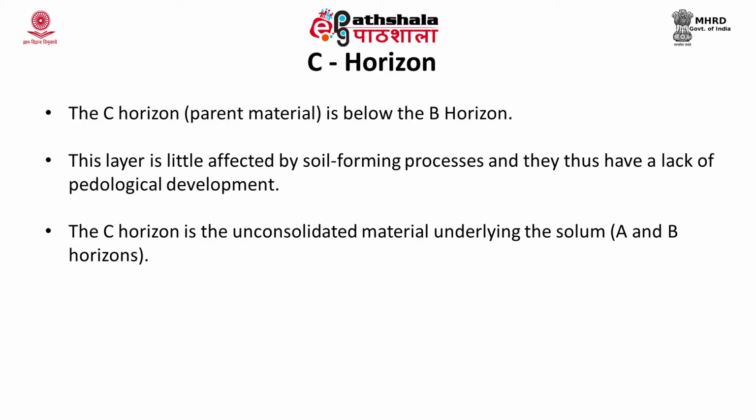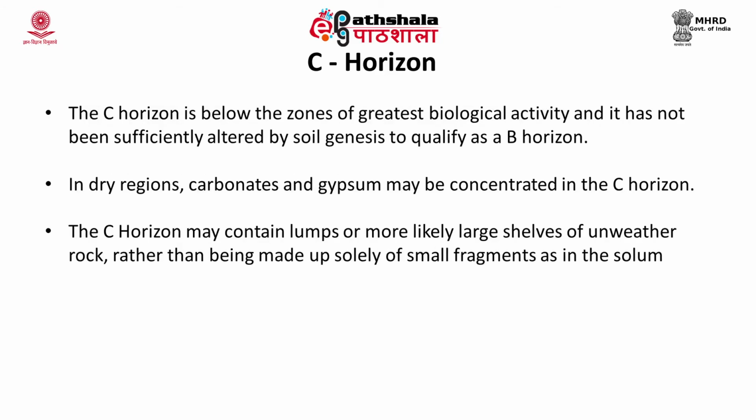The C horizon forms as the R horizon weathers and the rocks break up into smaller particles. The C horizon is below the zone of greatest biological activity and it has not been sufficiently altered by soil genesis to qualify as a B horizon. In dry regions, carbonates and gypsum may be concentrated in the C horizon. While loose enough to be dug with a shovel, C horizon material often retains some of the structural features of the parent rock or geological deposits from which it forms.